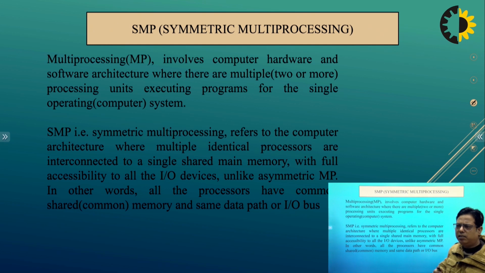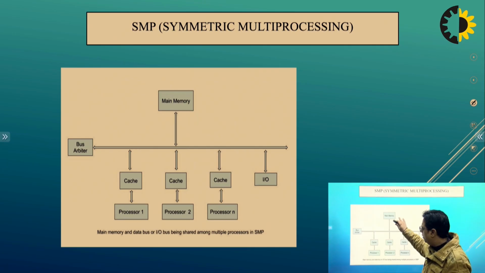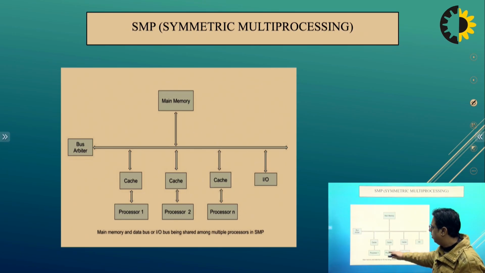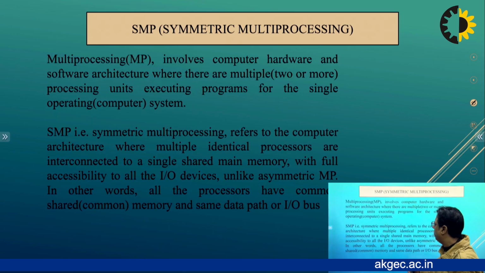Means we have a single memory. This is the main architecture of symmetric multiprocessors. Main memory is common, and these are the cache memories and input devices, and these are the multiple processors. Means multiple processors have individual cache memory and are connected to a single main memory. When we have data and queries being fetched from the users, the multiple processors work on them accordingly.